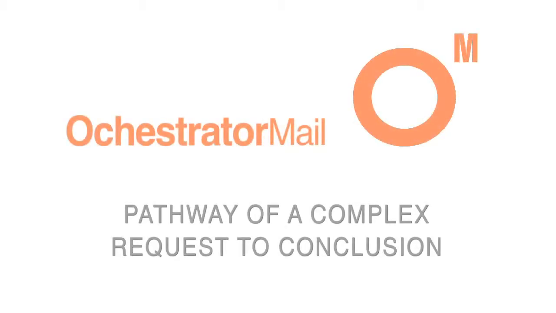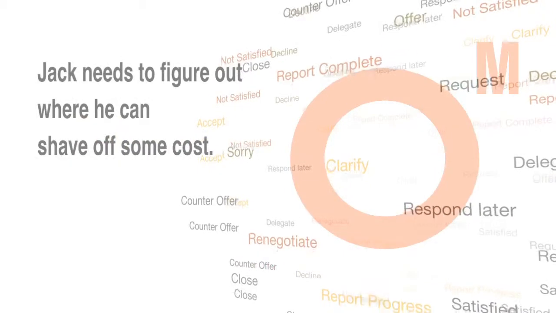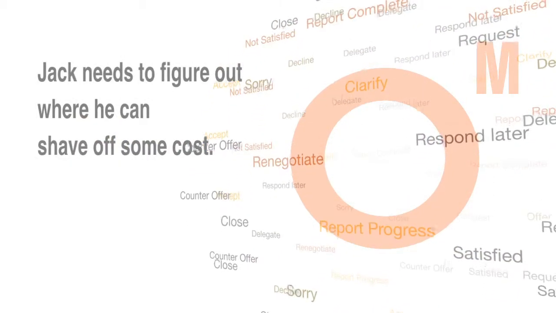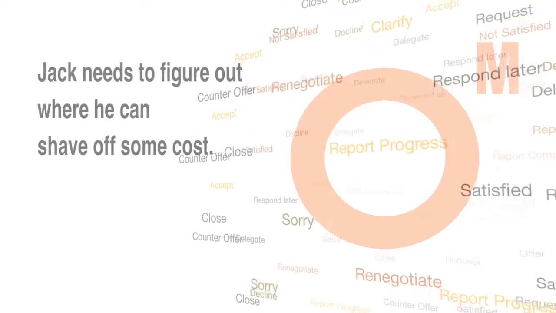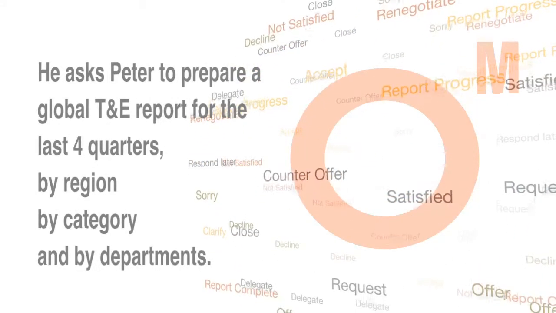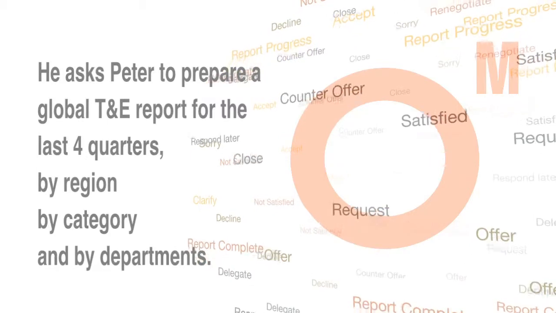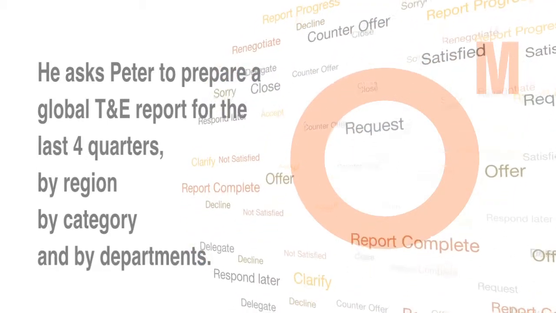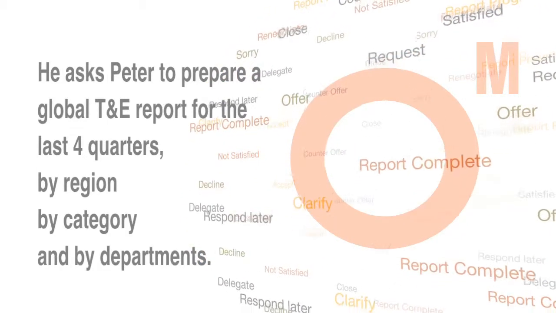Here's how Orchestrator Mail can help you structure a complex email collaboration. Jack needs to figure out where he can shave off some costs. He asks Peter to prepare a global T&E report for the last 4 quarters, by region, by category, and by departments.